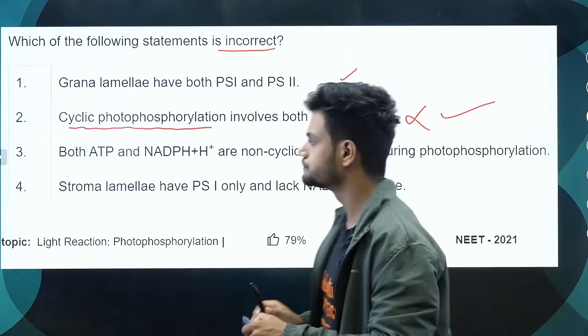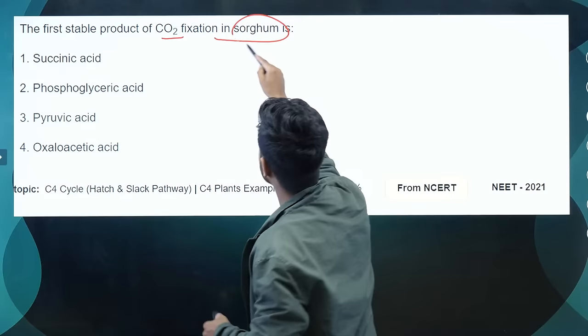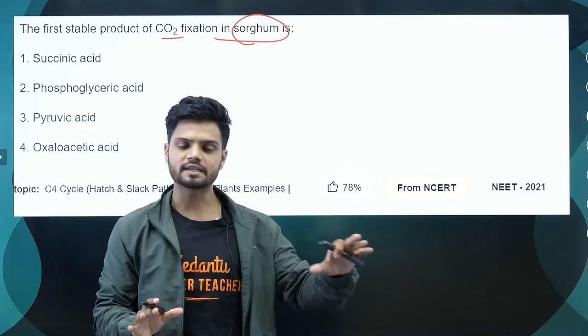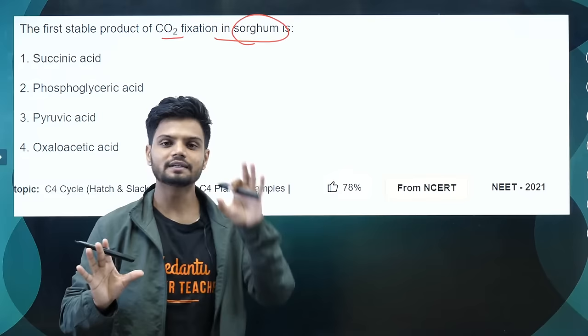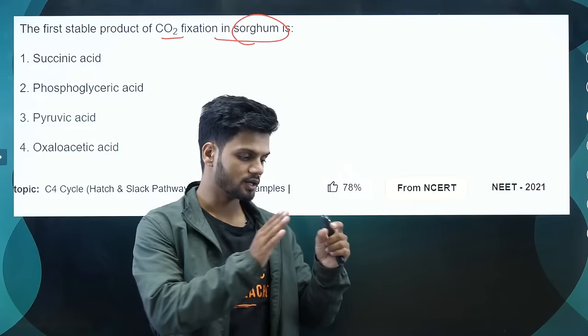Okay. Next question. The first stable product of CO2 fixation in sorghum. Now tell me in the chat, sorghum, is it part of your C2 cycle? Is it part of your C3 cycle? Or is it part of your C4 cycle? Tell me that first of all. That thing you should tell me first.